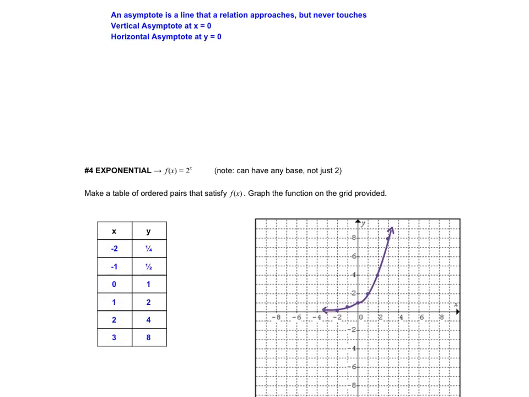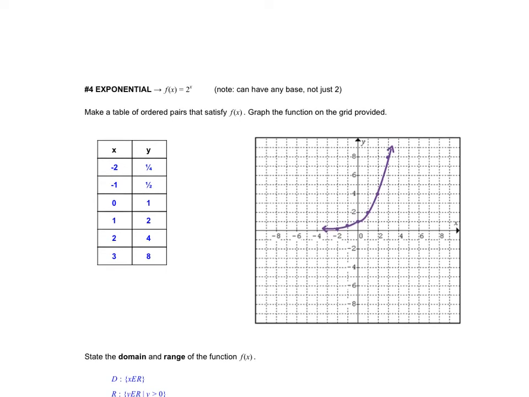Okay, next is the exponential. Now the exponential equation looks like this. f(x) equals 2 to the power of x. Now I want you to note that this base 2 can be anything. You can have 5 to the x, a half to the x. It can be whatever it wants to be. But what's important and what makes it exponential is the fact that the variable is up in the exponent.